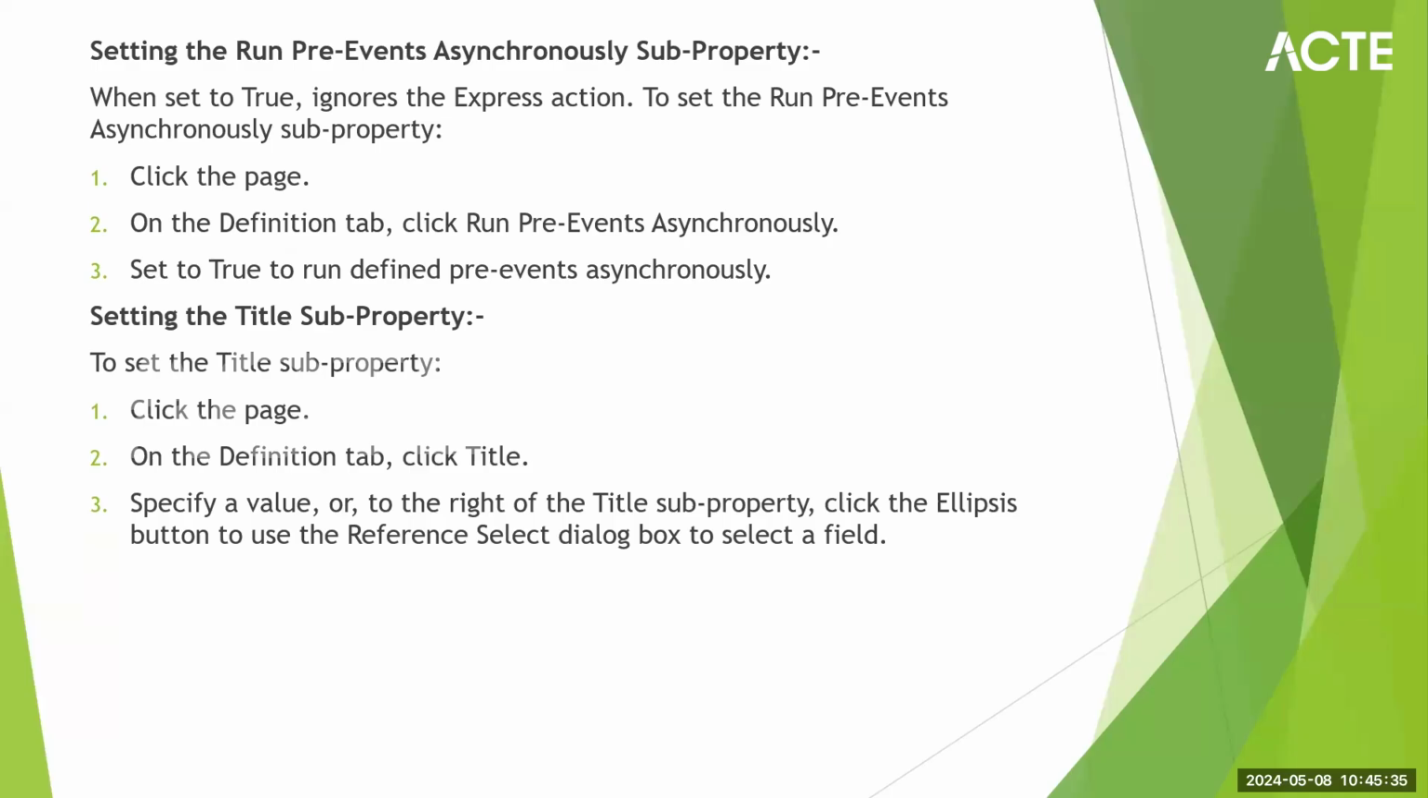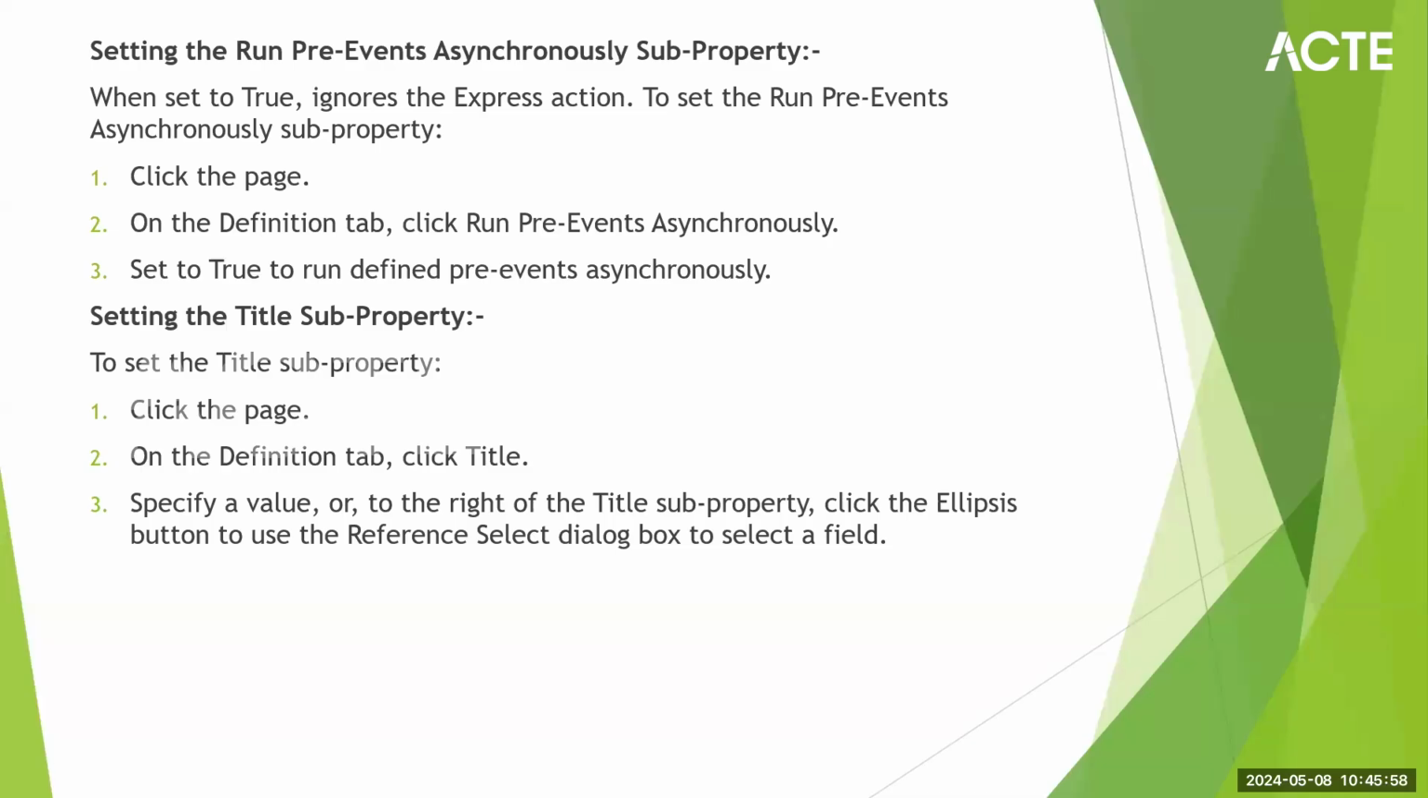Setting the run pre-event asynchronously subproperty. When set to true, it ignores the express action to set the run pre-event asynchronously subproperty. Click on the page, on the definition tab, click run pre-event asynchronously. Set to true to run pre-event asynchronously. If you set it to false, it will not run.